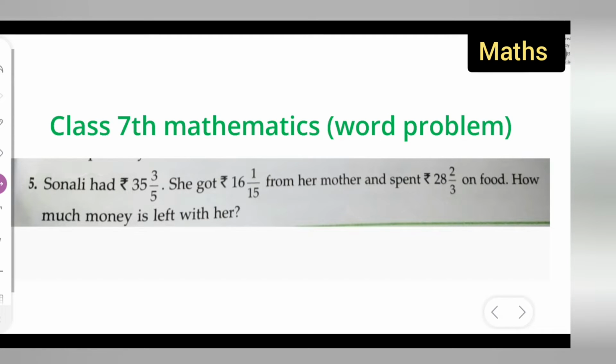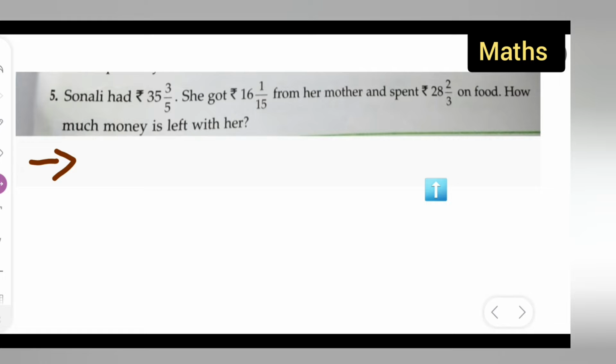So how are we going to deal with this problem? Let us see. She already had this many rupees, and she got this many rupees from her mother, 16 1 upon 5. So first we are going to add these, then subtract the amount she spent from the result, and then we can say how much money is left. Let us see what we get.